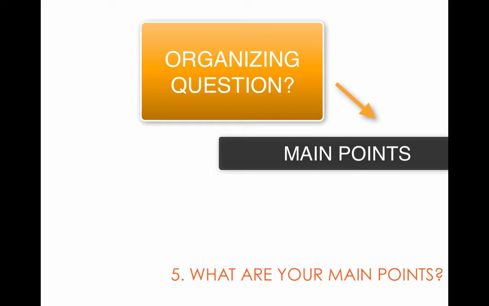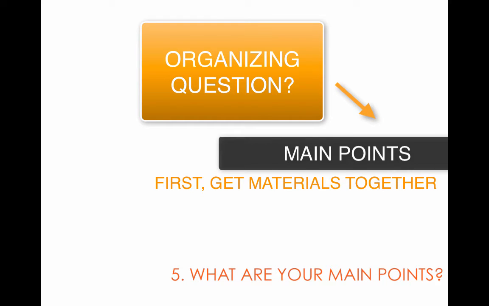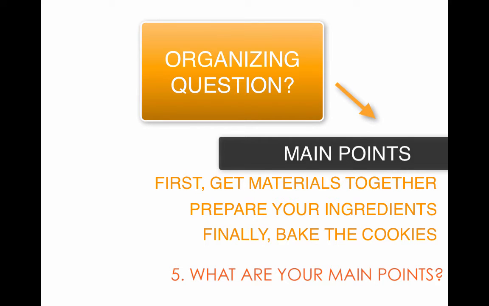So let's pretend I go to Brown Library and I start researching the scholarly databases and I find a bunch of information that really kind of breaks down the steps of baking cookies into 3 main steps. First, you get all the materials together, prepare your ingredients, and then finally you bake the cookies. So I know my 3 general steps, but they're not very memorable and there's no rhyme or rhythm to them.